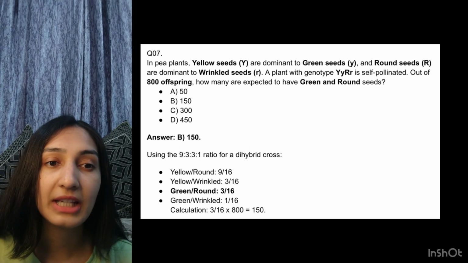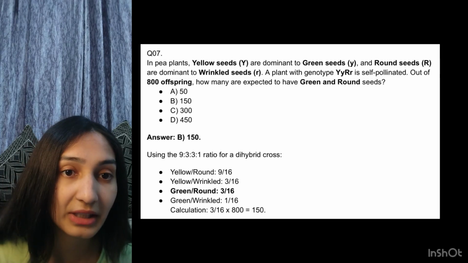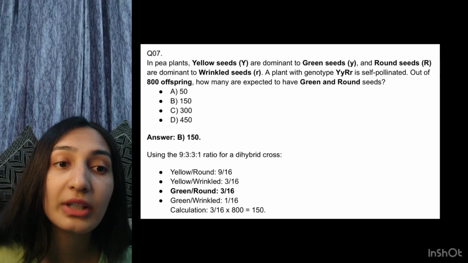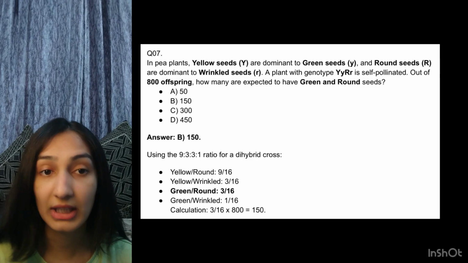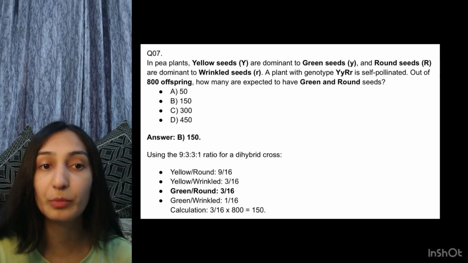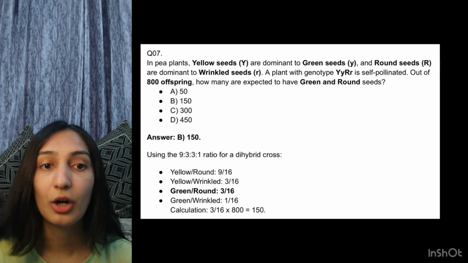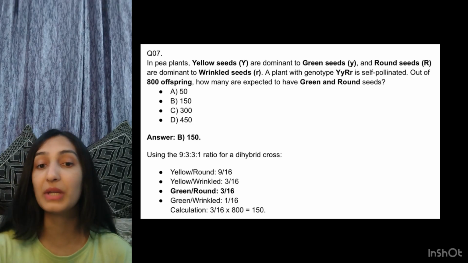Next, in pea plants, yellow seeds (Y) are dominant to green seeds (y), and round seeds (R) are dominant to wrinkled seeds (r). A plant with genotype YyRr is self-pollinated. Out of 800 offspring, how many are expected to have green and round seeds? Options are 50, 150, 300 and 450. The right answer is B, 150.